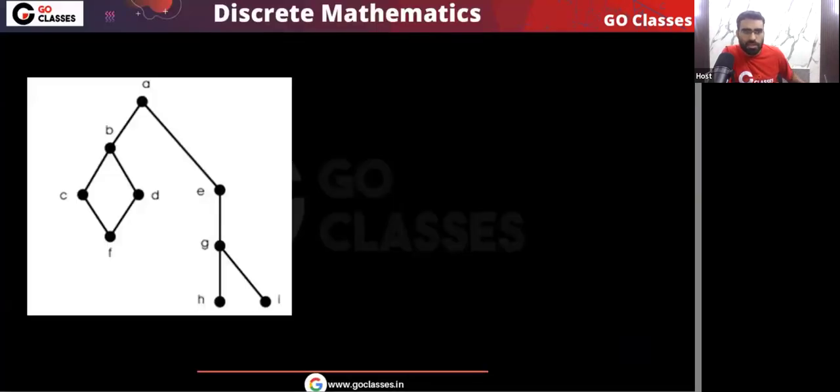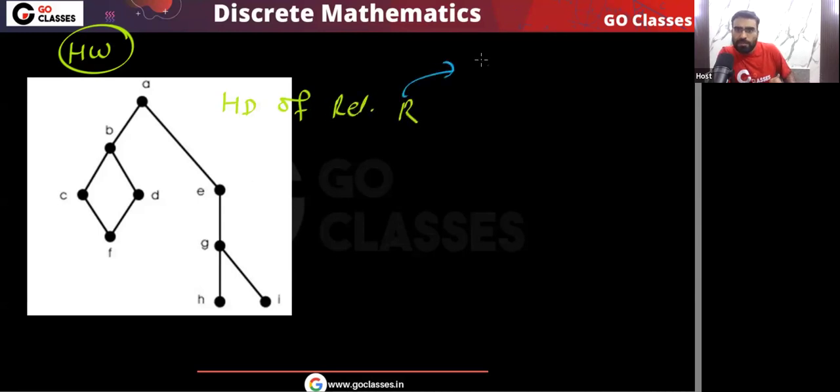This is another partial order relation. What is the cardinality of this relation? I'm giving you this as homework. Okay, let's take this as homework. So this is your Hasse diagram of relation R. So automatically relation R will be a partial order relation. Okay, so I'm giving you this question as homework. Please comment your answer.